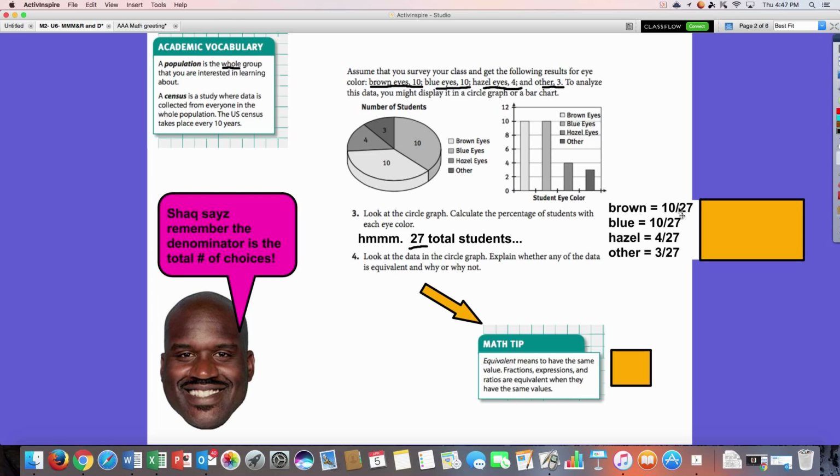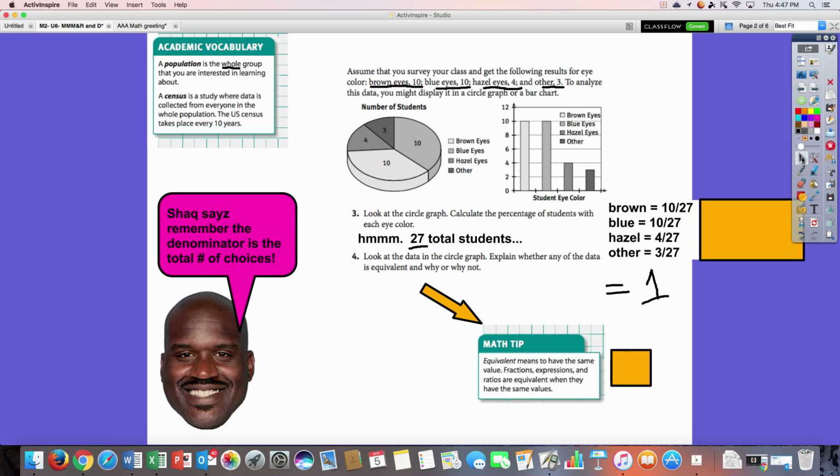So brown, 10 over 27, right? 27 people in our class, 10 out of 27. Blue, 10 blue eyes out of 27. Hazel, 4 out of 27. And as you remember, all these add up to be 27. They have to add up to equal one whole, right? Because it's a whole class.